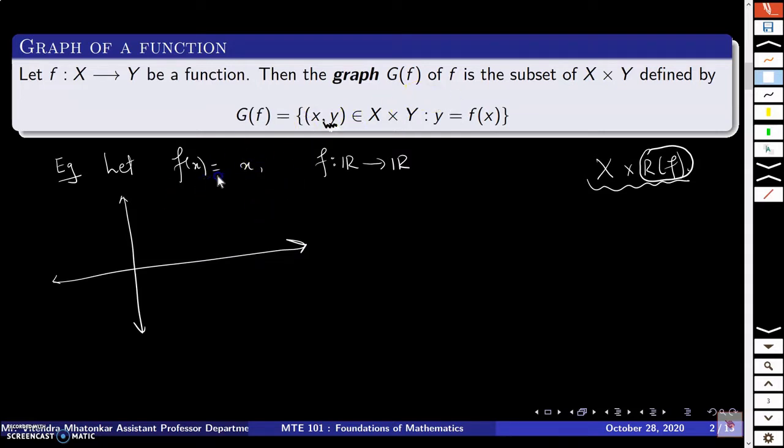But here if you see, the graph of this function will have points of the form (x, y), where y is equal to f of x. So that will be (x, f of x), because f of x is nothing but x, right? So the y here is nothing but x itself, right? So that is equal to (x, x). So you are actually looking at all the points in R cross R, that is your R2, of the form (x, x), and that's when you get this line here. Not this one, I'm not drawing it properly. Yeah, x equal to y line.